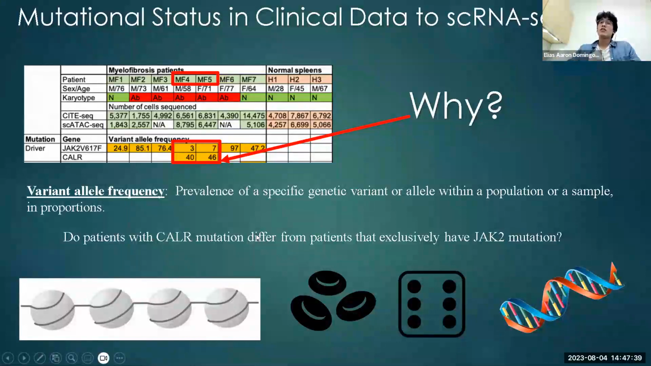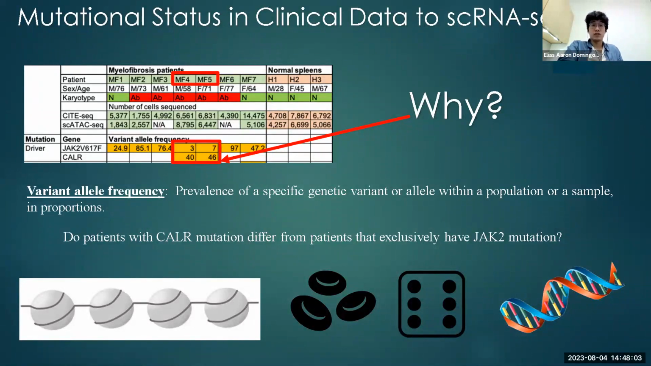So the clinical data gives us information of the variant allele frequency of all these 7 patients, 3 of which are normal, so they're healthy. We decided to focus more on the MF4 and MF5 patients. This is because they are the only patients with CALR mutations and also happen to have very low JAK2 gene mutations. We want to see if this is mutually exclusive and to see why.